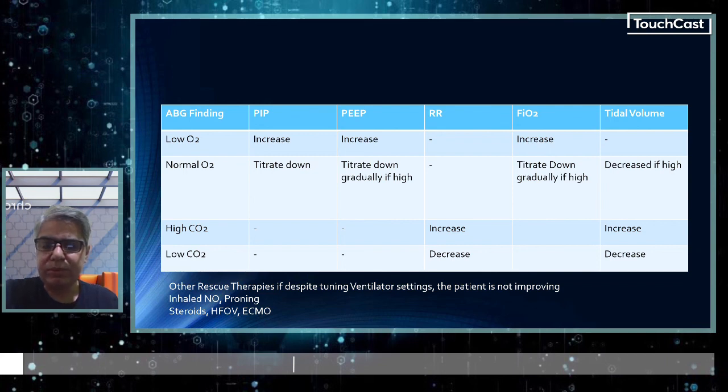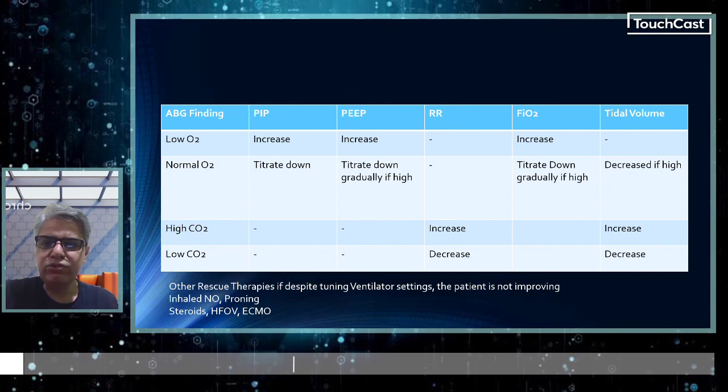If the patient is not improving despite tuning these ventilator settings, then we can use some other strategies, like inhaled nitric oxide. We can use the proning position, which is usually done in ARDS. We especially do it in adults, especially in the setting of COVID-19. But it's very difficult, because if you prone a patient who's been intubated, there is a chance that the ET tube may get dislodged, it may come out, so one has to be very careful while doing proning.